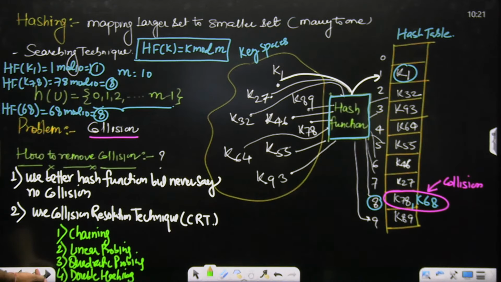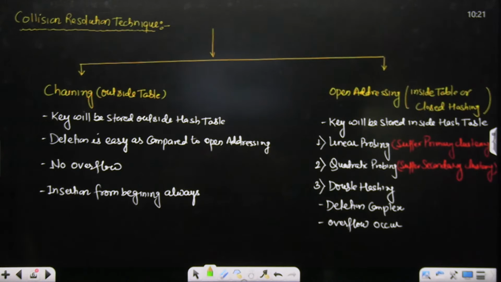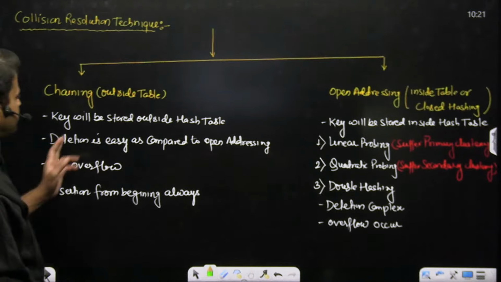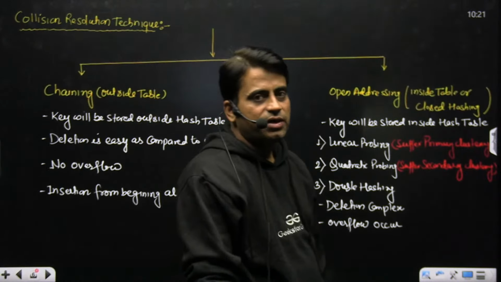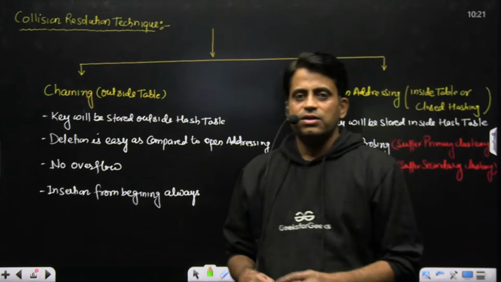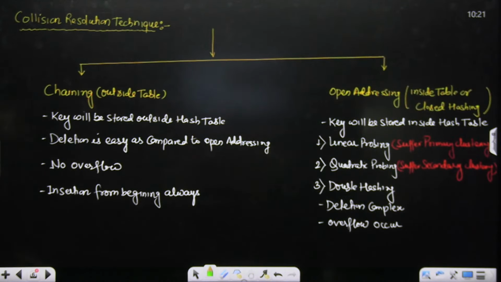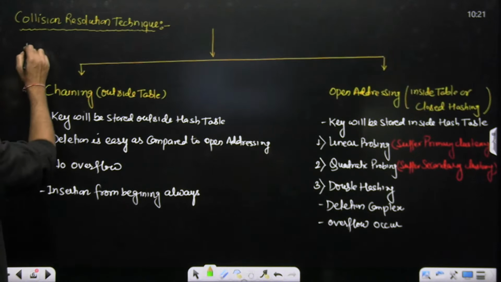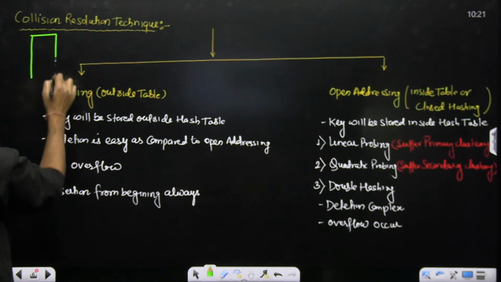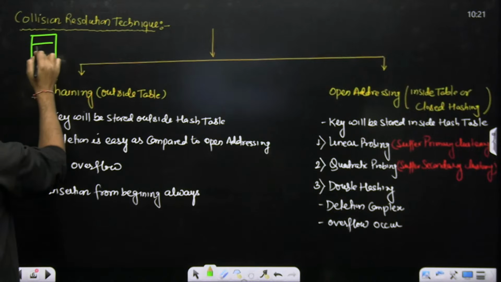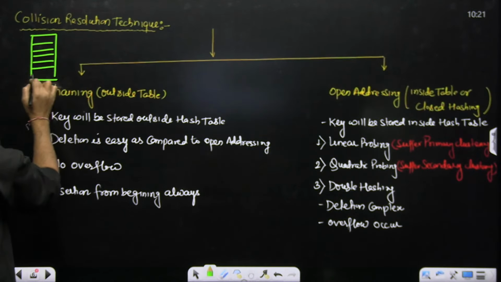So these are the collision resolution techniques, student. First is chaining and second is open addressing. Okay. So what will happen in chaining? Sir, in chaining, dear student, first create this hash table. You have enough space inside the hash table.